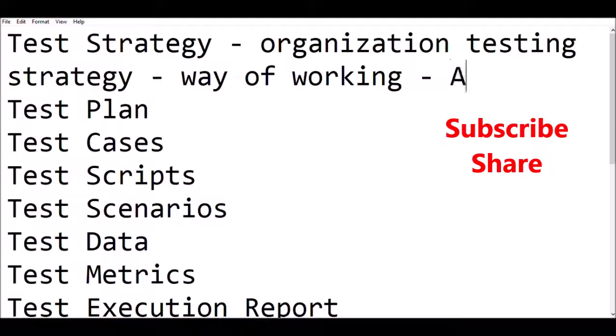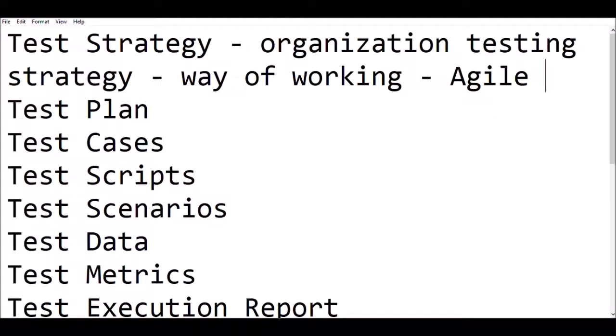If the organization says they have to adopt agile, that means they have to adopt all the procedures and policies followed in agile testing in their projects. That is where the strategy we are going to define at the organization level.